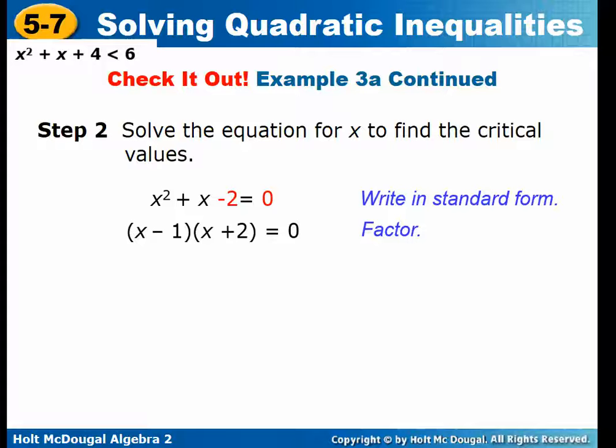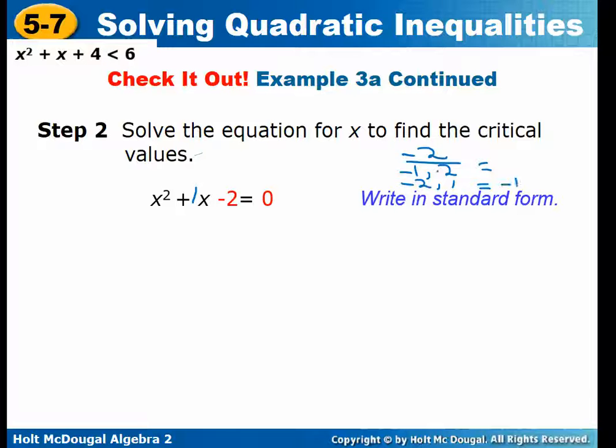So we have to find the factors of negative 2 that will equal a 1 when we add those together. So there's not very many factors of negative 2. It's either negative 1 and 2, or it's negative 2 and 1. Which one of these will add to equal a positive 1? Negative 2 plus 1, that's negative 1. Negative 1 plus 2 is a positive 1. So we want to use these. So my factors are x minus 1 and x plus 2.